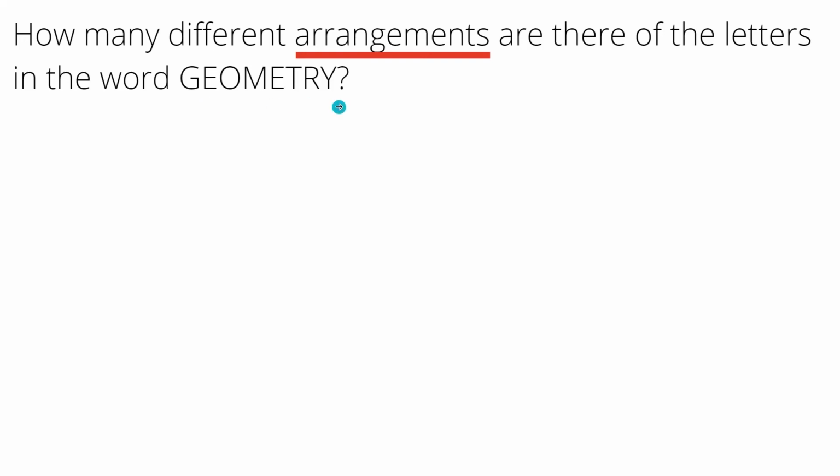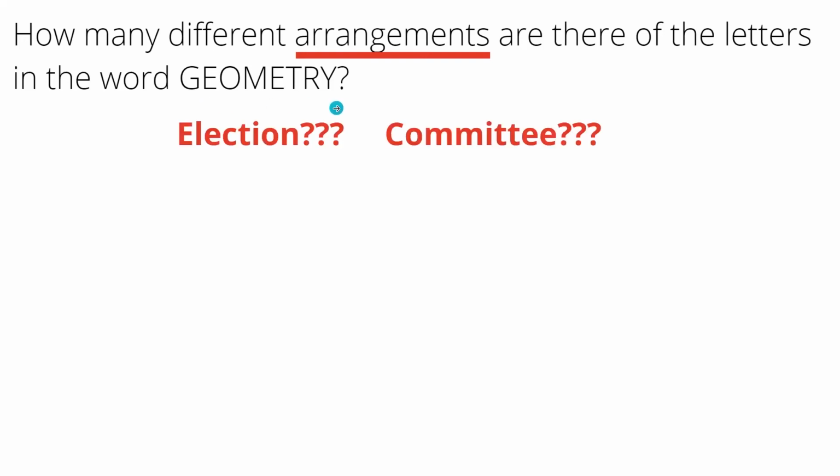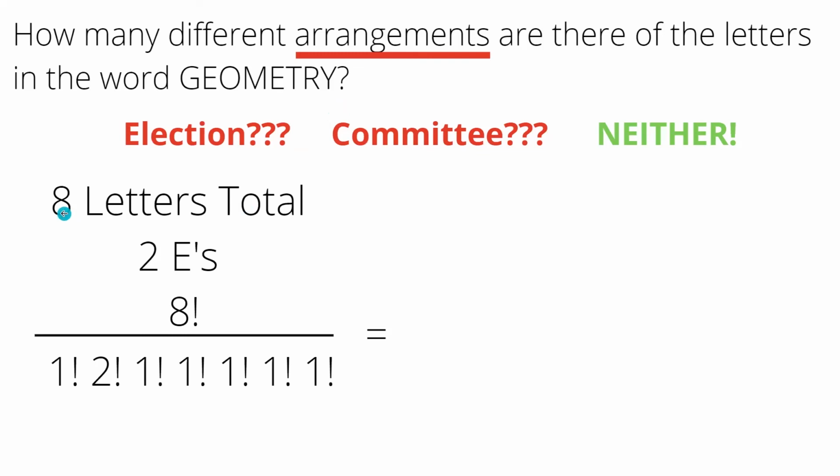If you look at the word geometry, it's not an election, it's not a committee. You have 8 letters total. So 1, 2, 3, 4, 5, 6, 7, 8. All right, now the only repeating letter is E. There's 2 E's and there's 1 of every other letter.